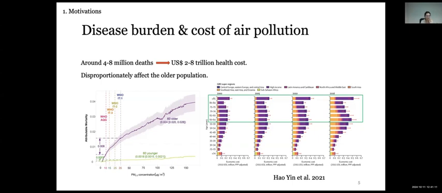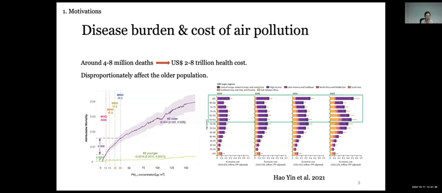And more importantly, the exposure to PM2.5 pollution disproportionately affects the older population. And given the rapid aging rate of the world population, the exposure to air pollution becomes a bigger issue. And the following figures show clearly how air pollution disproportionately affects the older group.